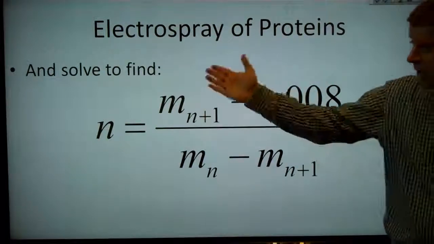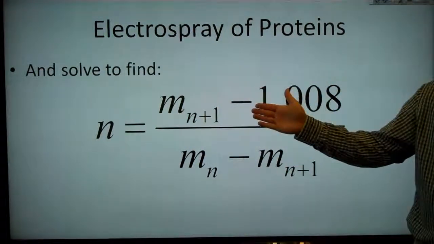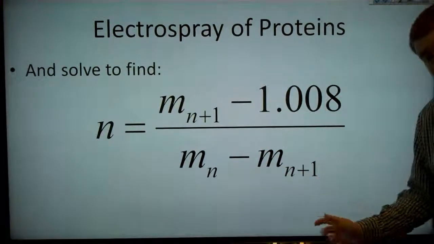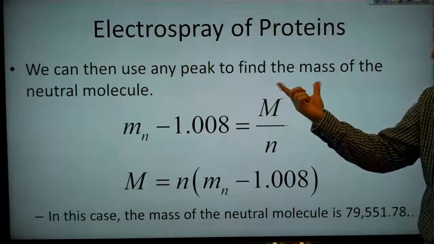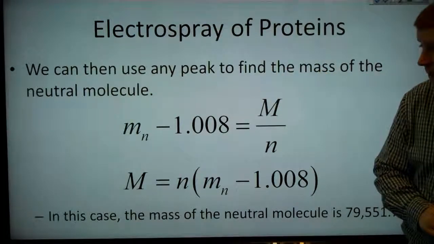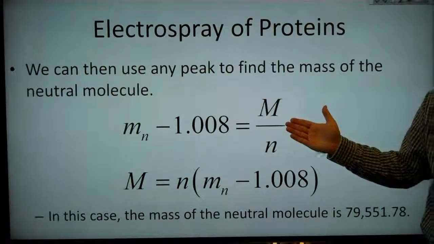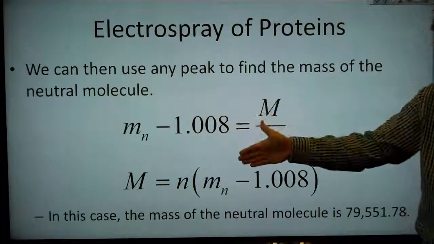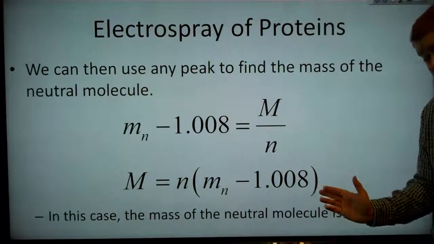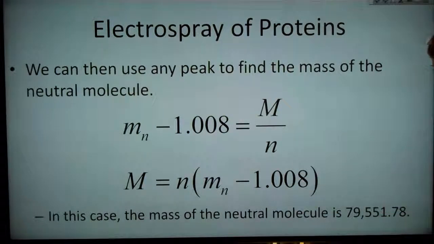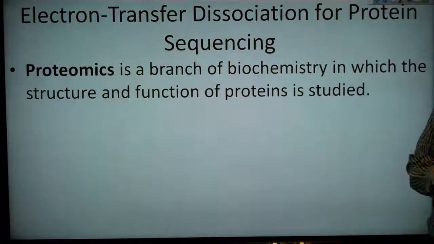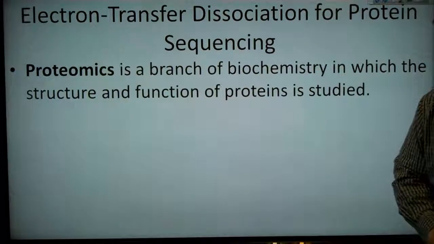And we can now use these two to get our ratio between n plus 1 and n. And solving that, we can then find n is equal to (M_(n+1) minus 1.008) divided by (M_n minus M_(n+1)). And we can then use any peak to find the mass of the neutral molecule. So M_n minus 1.008 is equal to M divided by n, and thus M is equal to n times (M_n minus 1.008). And in this case, the mass of the neutral molecule happens to be 79,551.78.